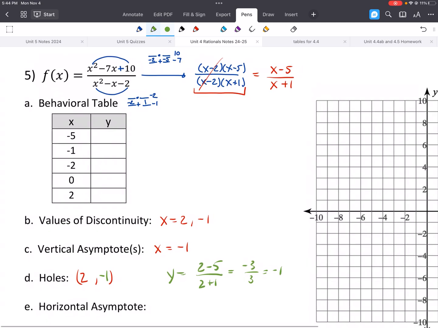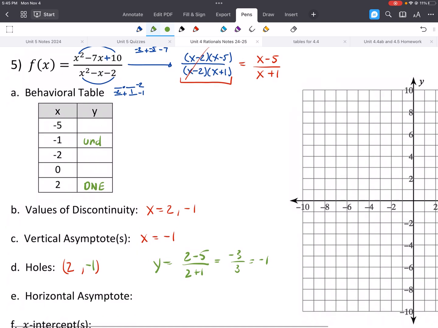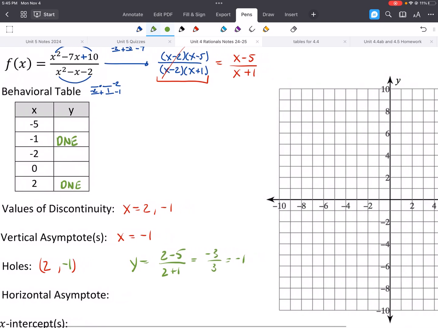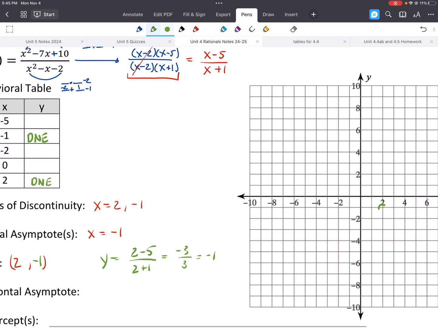Okay, so let's see what we can fill in on our table. So we know at 2 and negative 1, it's DNE, or undefined. Either way works. I guess I'll just stay with DNE, and then we have a hole at (2, -1). So (2, -1) would be right there. We could draw our vertical asymptote, which was negative 1.